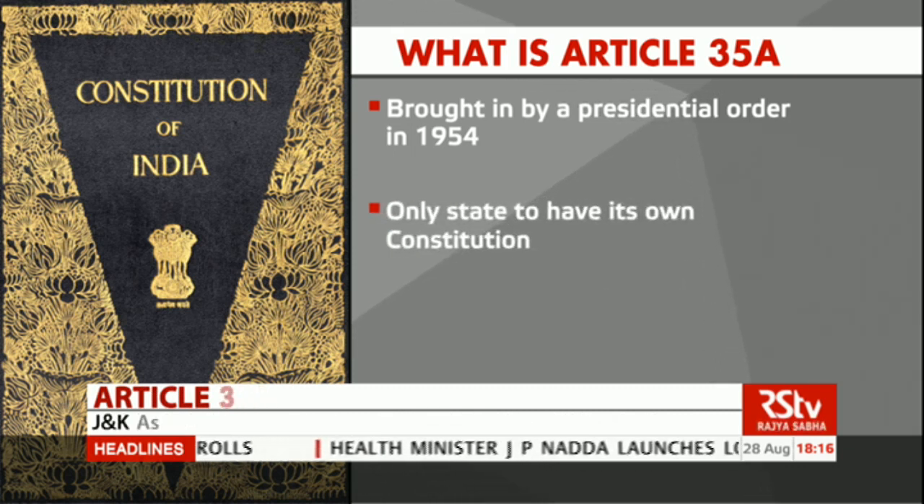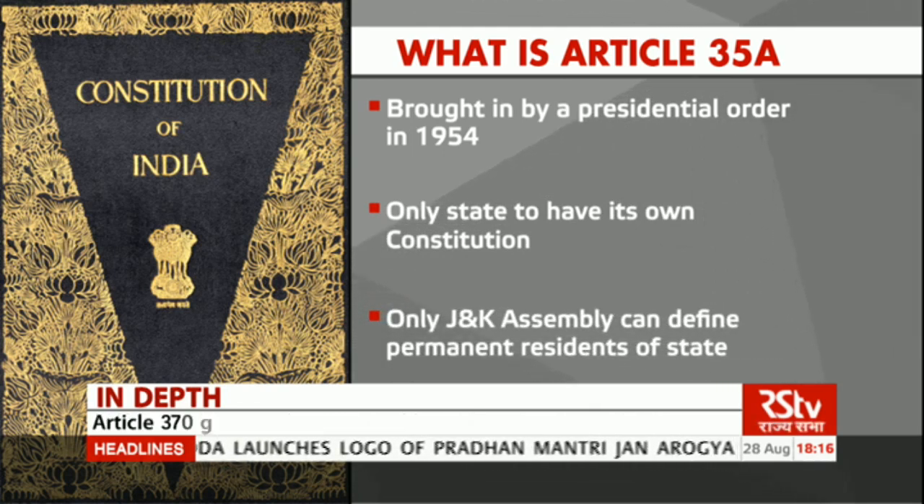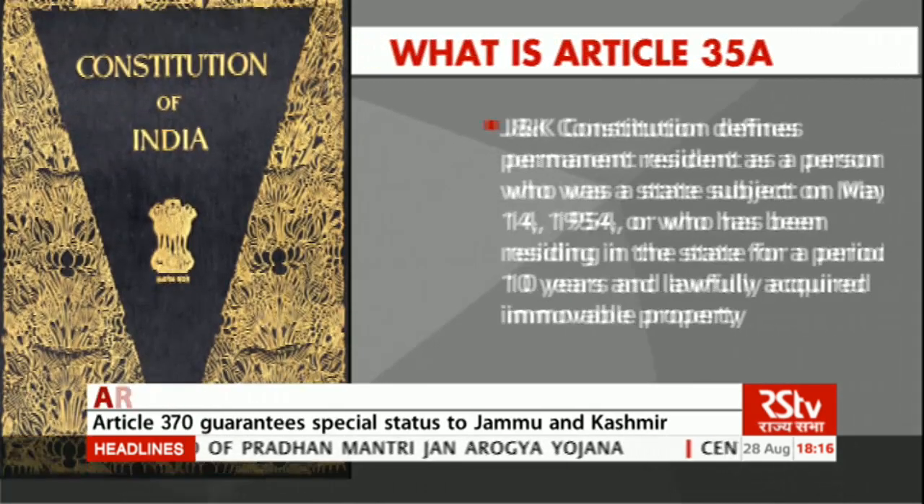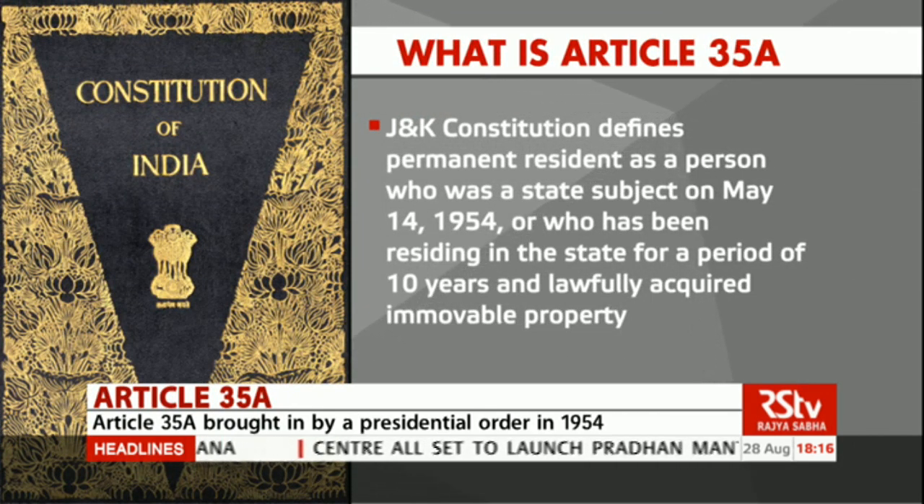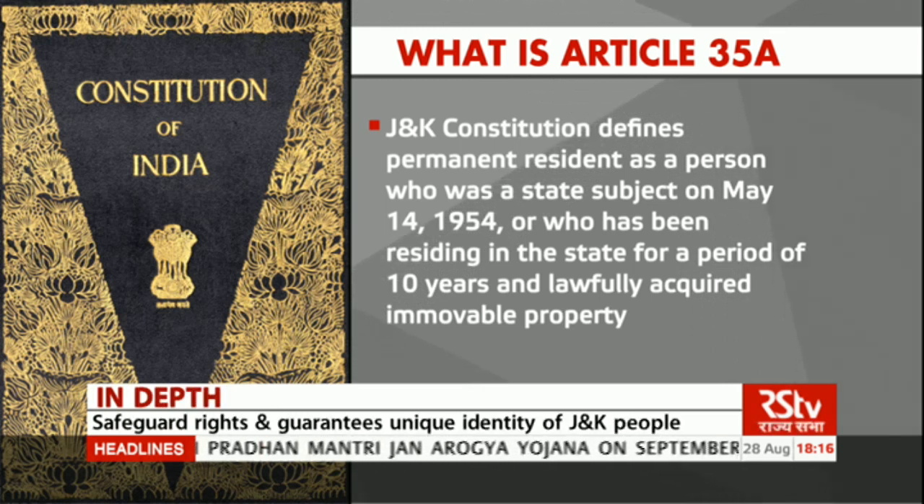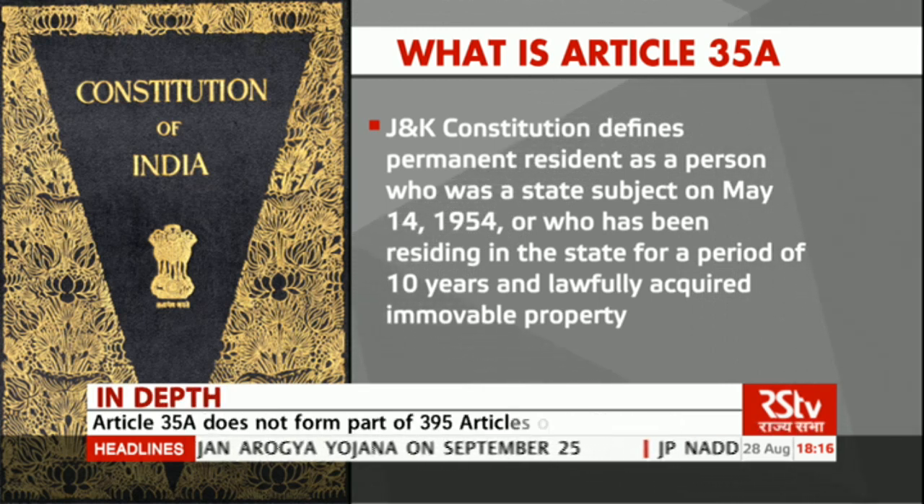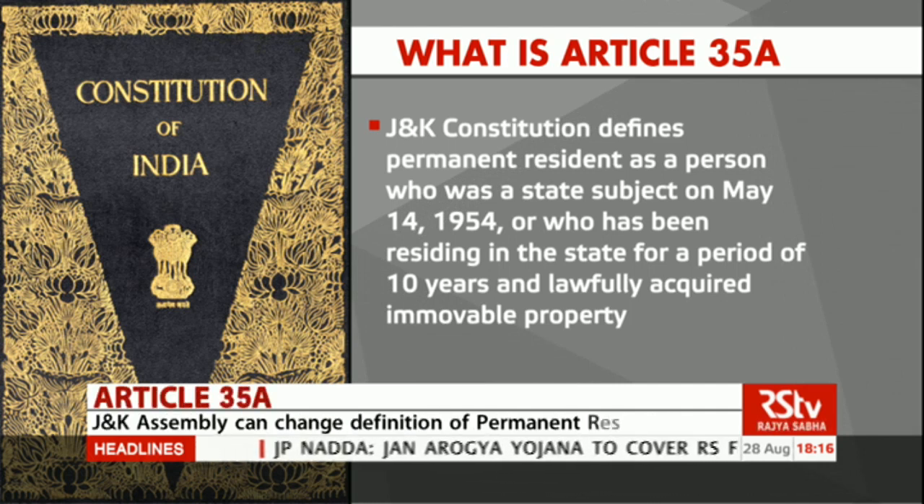The constitutional provision allowed only the Jammu and Kashmir Assembly to define permanent residents of the state. According to the Jammu and Kashmir Constitution, a permanent resident is defined as a person who was a state subject on the 14th of May 1954 or who has been residing in the state for a period of 10 years and has lawfully acquired immovable property in the state.